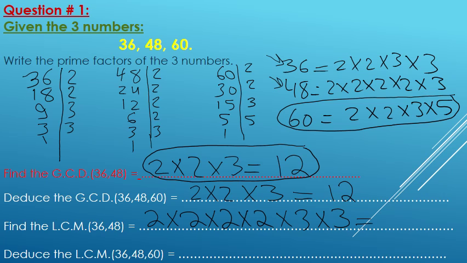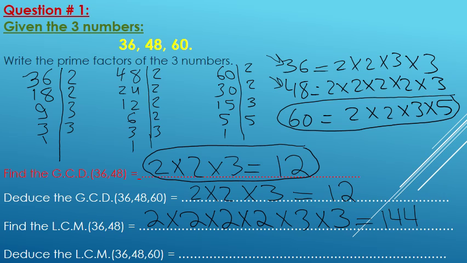Let's calculate it. 2 times 2 is 4, times 2 is 8. 8 times 2 is 16. 3 times 3 is 9. So we should multiply 16 times 9, which is 144.